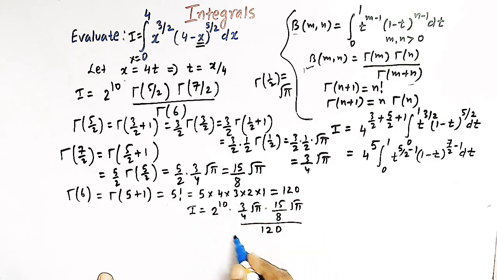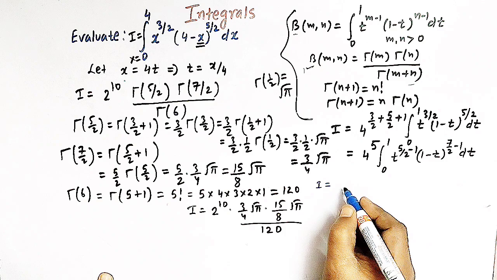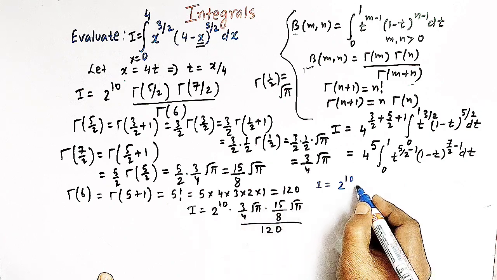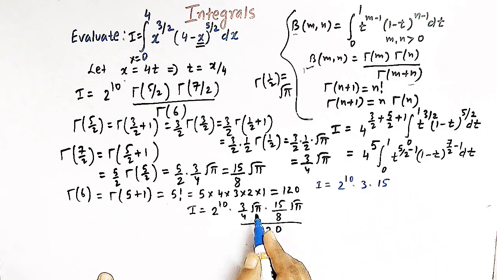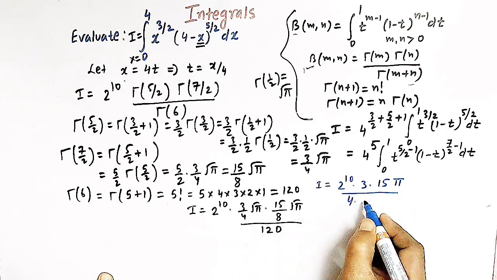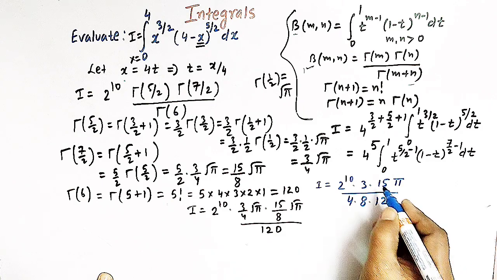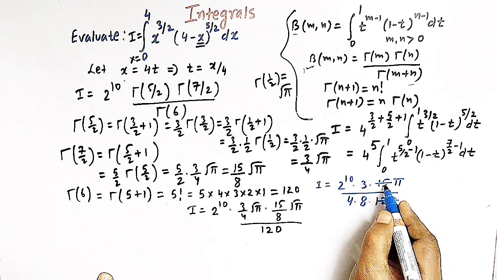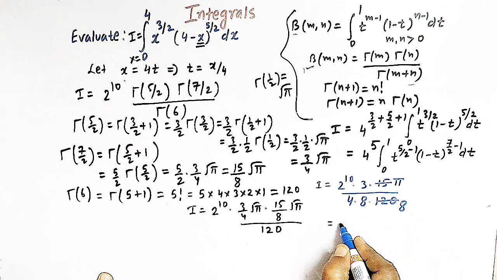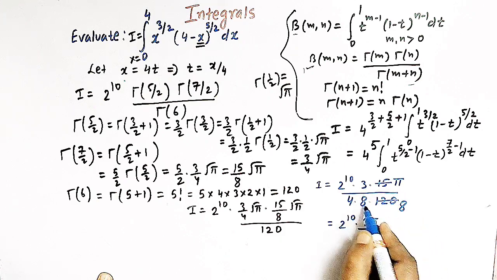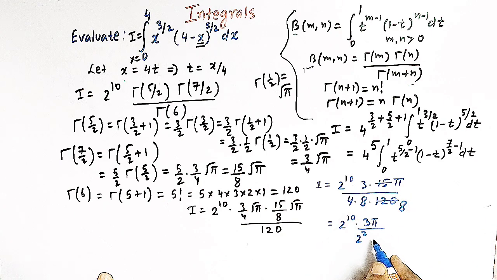So now our aim is to simplify this expression. So we can now write I is equal to 2 raised to 10, and here in the numerator we have 3 times 15, root pi times root pi is simply pi, and in the denominator we can write 4 times 8 times 120. So now this is, 15 times 8 is 120. So we can cancel 120 with 15. So we have here 8. So now we have 2 raised to 10 times 3 pi, right? 3 times pi. And here we have 4 times 8 times 8. So 4 can be written as 2 squared, then 8 is 2 cubed, then 8 is again 2 cubed.